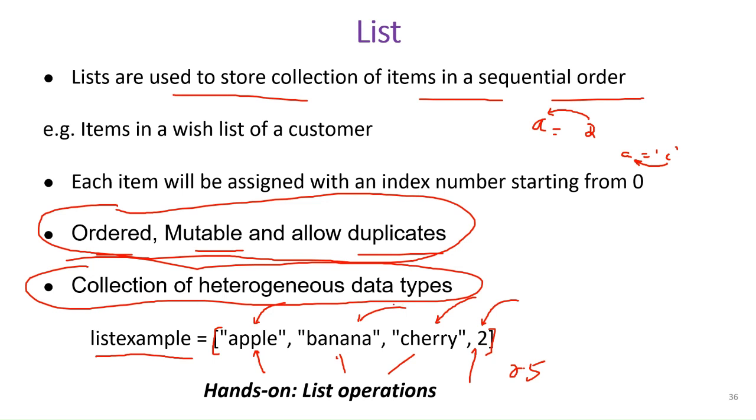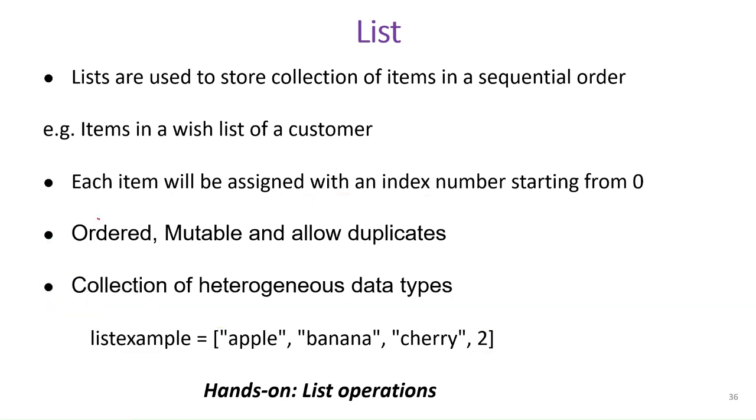There is no requirement that every data inside the list should be of the same data type. There is nothing like that. You can include any data type. You can include character string, floating point data, integer data, boolean, everything. Okay, so that is why it is a collection of heterogeneous data types.